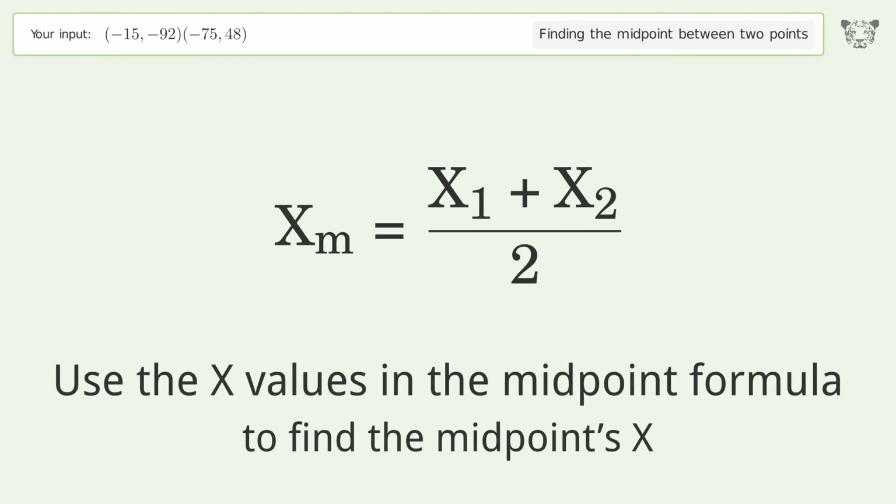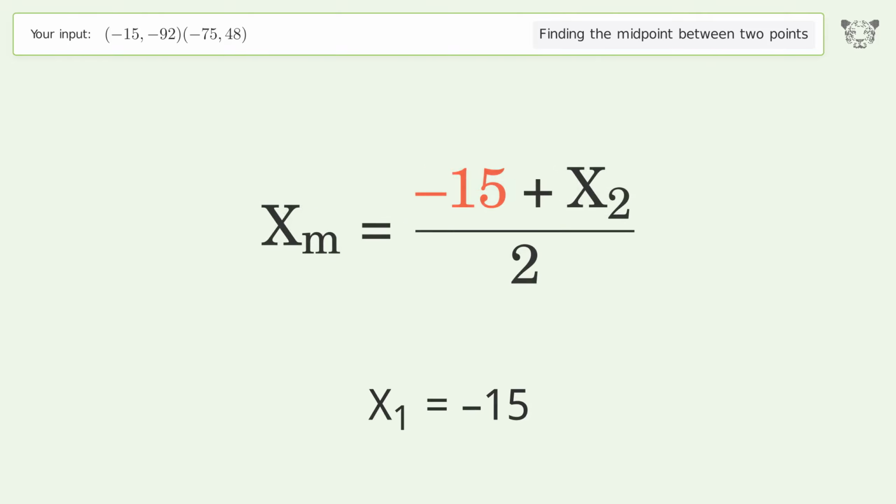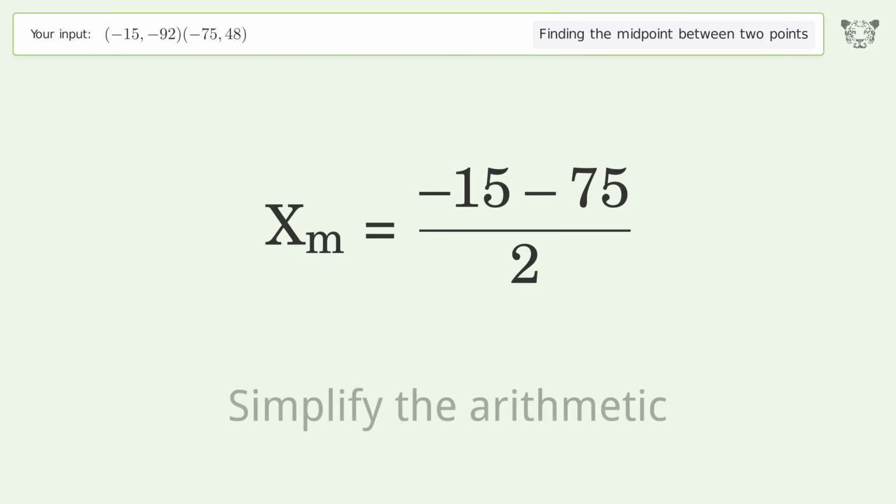Use the x values in the midpoint formula to find the midpoints x. x1 equals -15. x2 equals -75. Simplify the arithmetic.